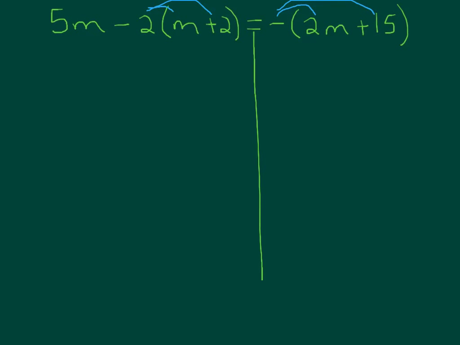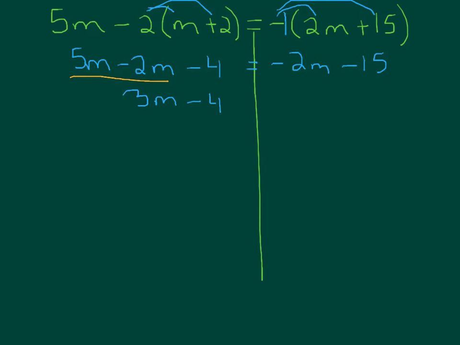And on this right side with that negative sign, I want you to distribute a negative 1. So here's what you should get after you distribute. And then the next step is to look to see if you can combine like terms, as long as the like terms are on the same side of the equal sign. And in this case, we can. We have 5m minus 2m. So that will leave us with, on the left, 3m minus 4, and on the right, negative 2m minus 15.